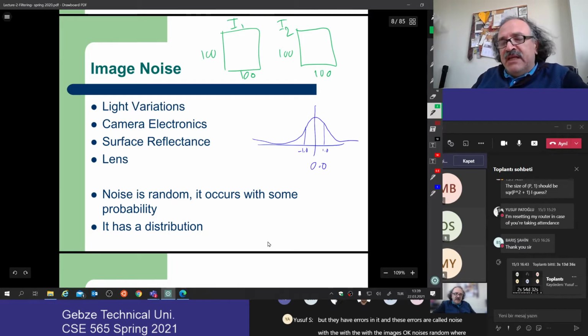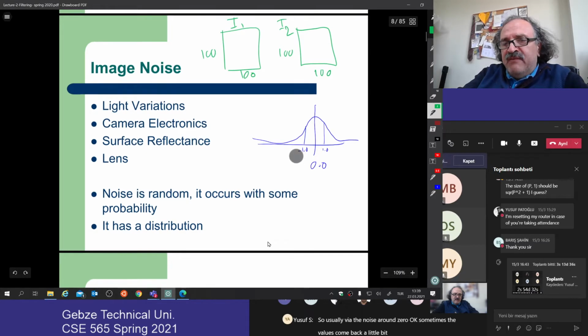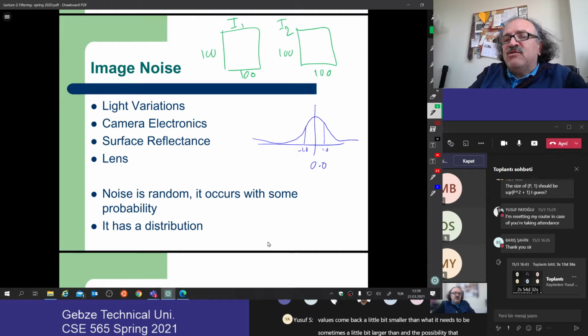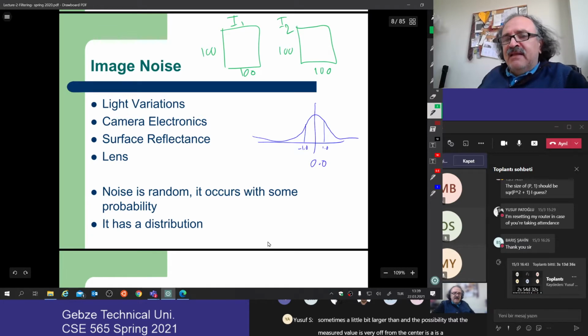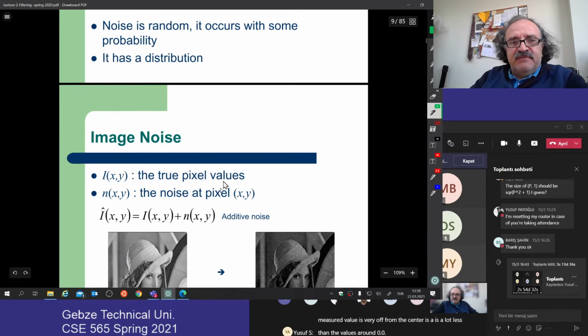We assume it is random, but this randomness follows some distribution most of the time, and most of the time it is very convenient to assume a normal distribution. So usually we add a noise around 0. Sometimes the values come back a little bit smaller than what they need to be, sometimes a little bit larger, and the possibility that the measured value is way off from the center is a lot less than the values around 0.0. That's the assumption.